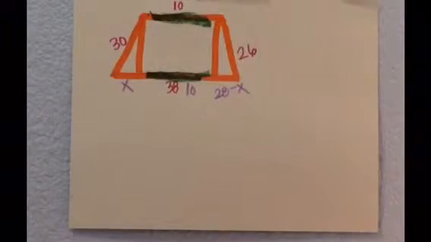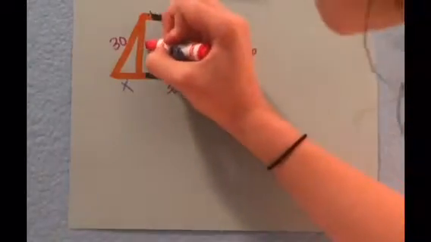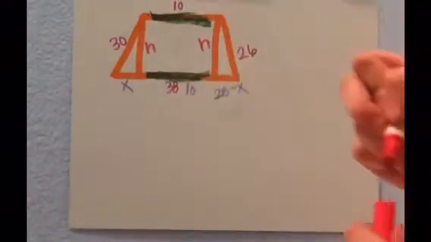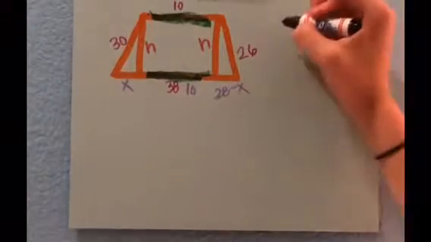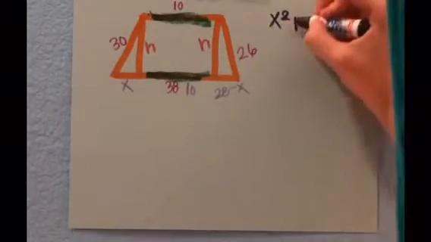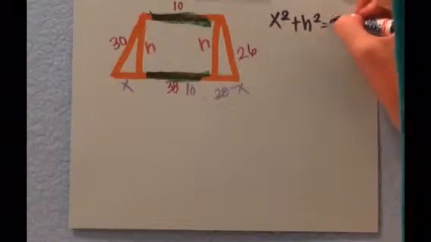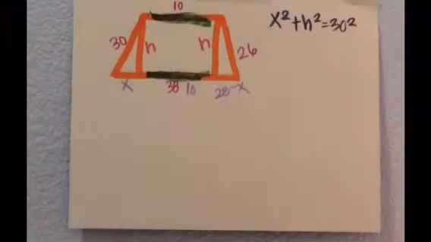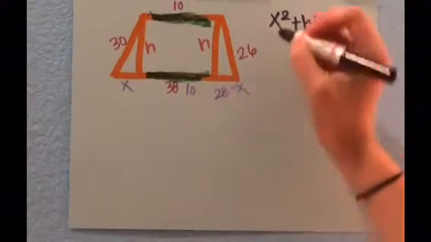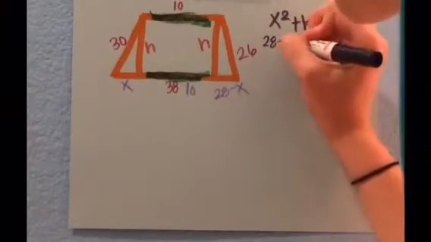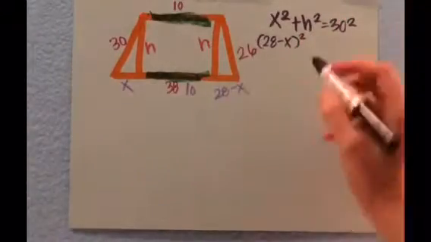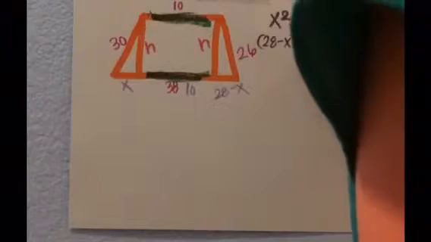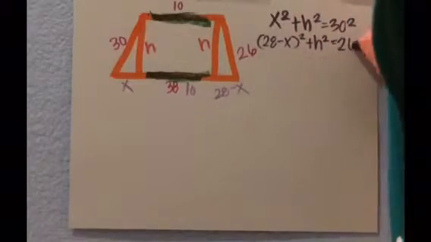So from here we have to have another variable, so we can do Pythagorean theorem, and here we can put in an h for the height. So now we are ready to solve with the Pythagorean theorem. So first, we can do x squared plus h squared equals 30 squared. And now we can do, on this side, 28 minus x squared, which we're going to have to distribute, since it's 28 minus x, plus h squared equals 26 squared.